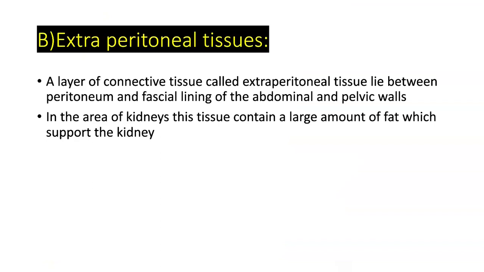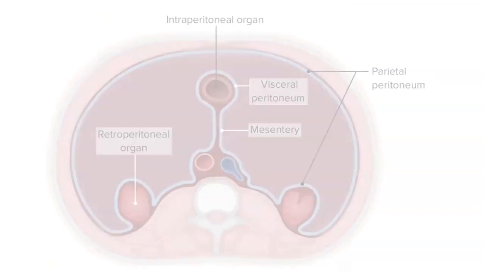Okay, so now let's talk about the extraperitoneal organs. A layer of connective tissue called extraperitoneal tissue lies between the peritoneum and the fascial lining of the abdominal and the pelvic wall. In the areas of the kidneys, this tissue contains a larger amount of fat which supports the kidney.